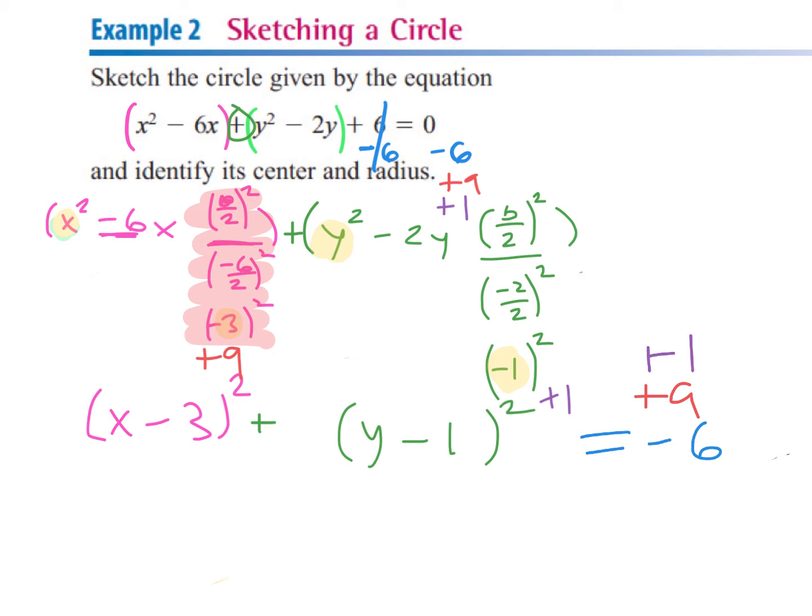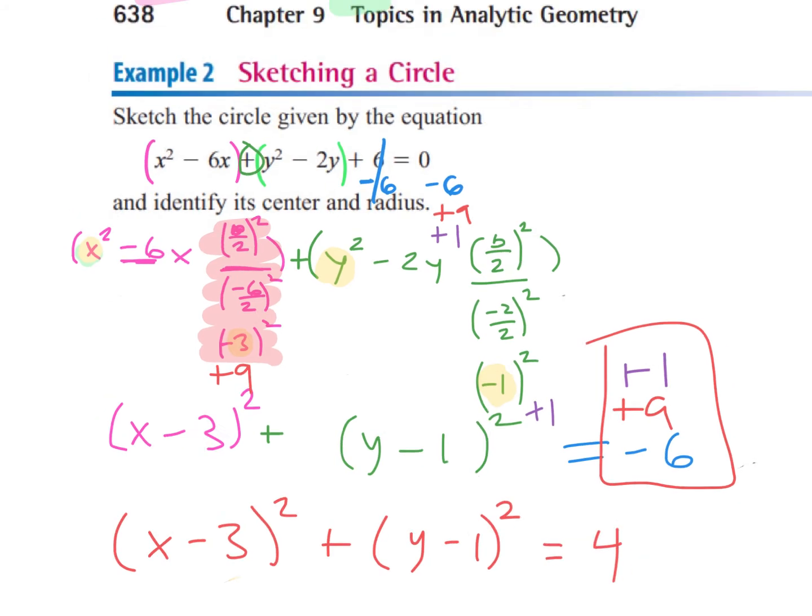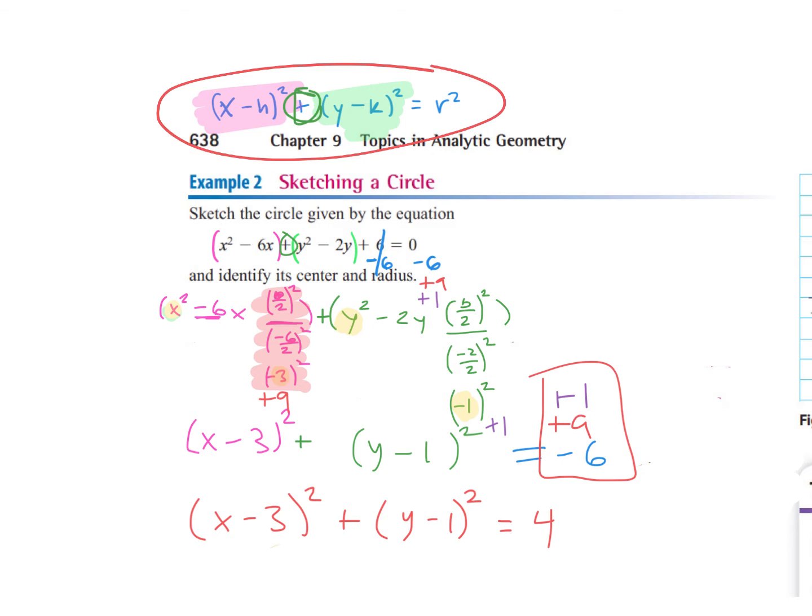Alright, so I'm going to combine everything together. This is x minus 3 squared plus y minus 1 squared. That's equal to, what is 1 plus 9 minus 6? 4. So this is my standard form of a circle equation. Matches my formula up top. So now that I have it in the right form, I can clearly identify what my h is, what my k is, and what my r is.